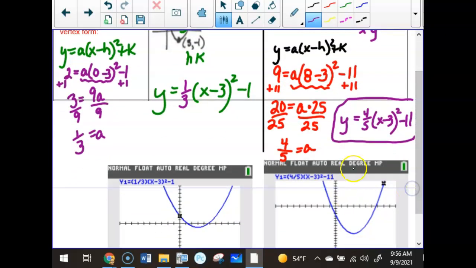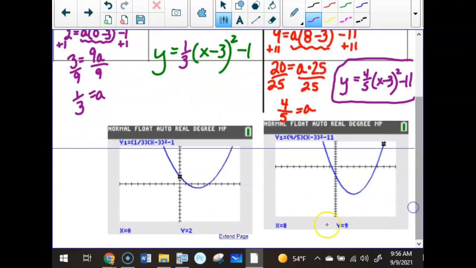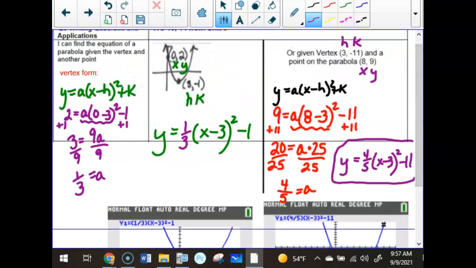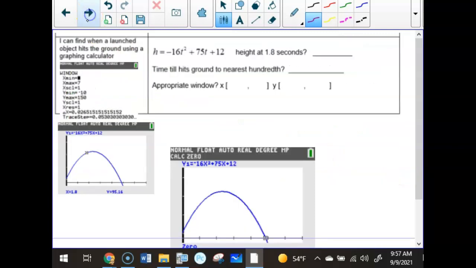So I graphed it, okay, and I made sure it went through 8, 9, and that the vertex was at 3, negative 11 to check that it worked. Questions on those? All right, do we need to practice this section? You want me to save this for if there's time, or what do you want me to do here?